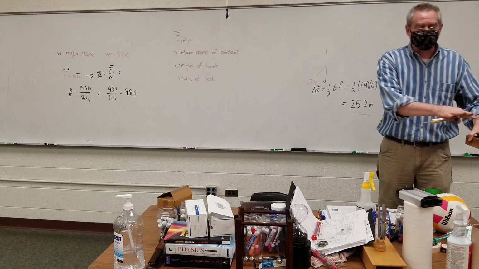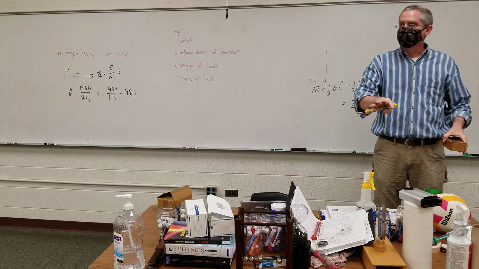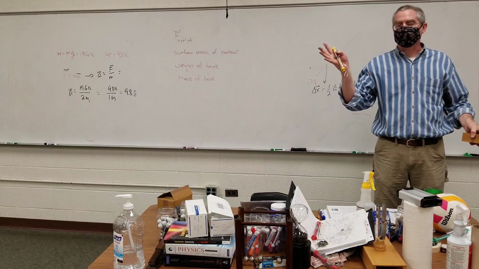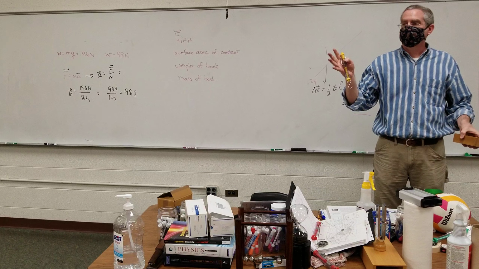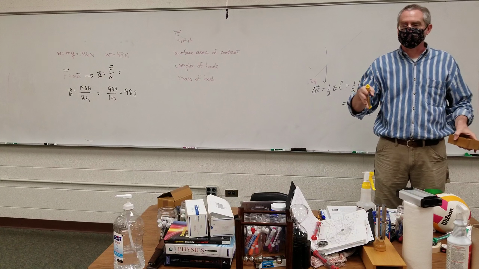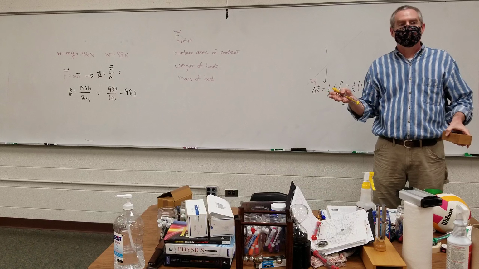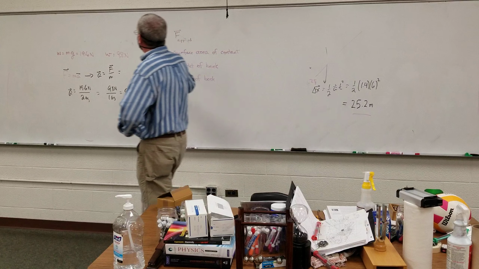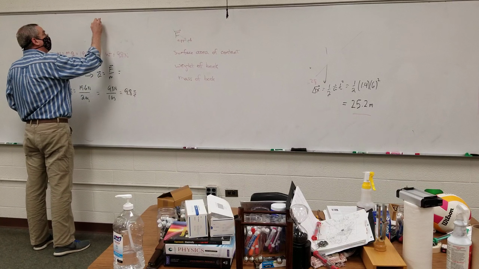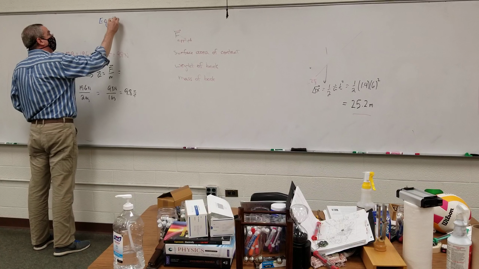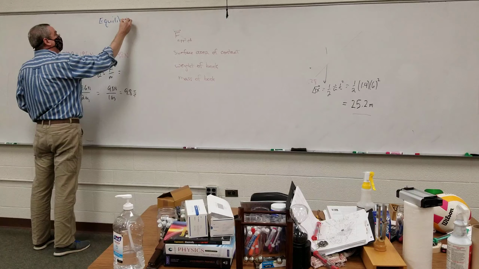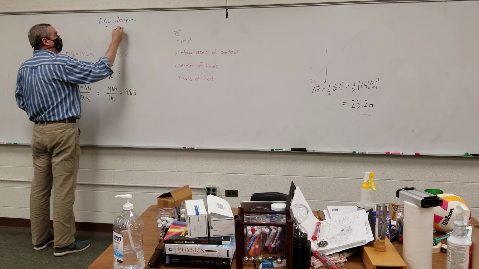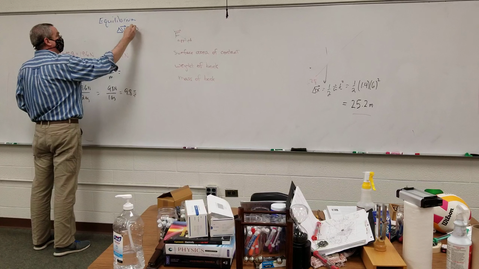Now, if this thing is moving at a constant velocity, what do we call that state? For something moving at a constant velocity, what's happening? Equilibrium. That's the word right there. So equilibrium means that the velocity doesn't change. In other words, the change in velocity is 0.